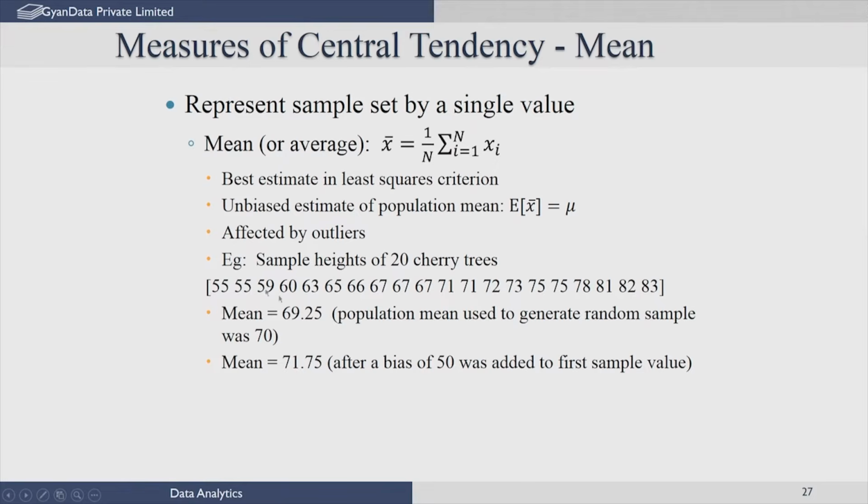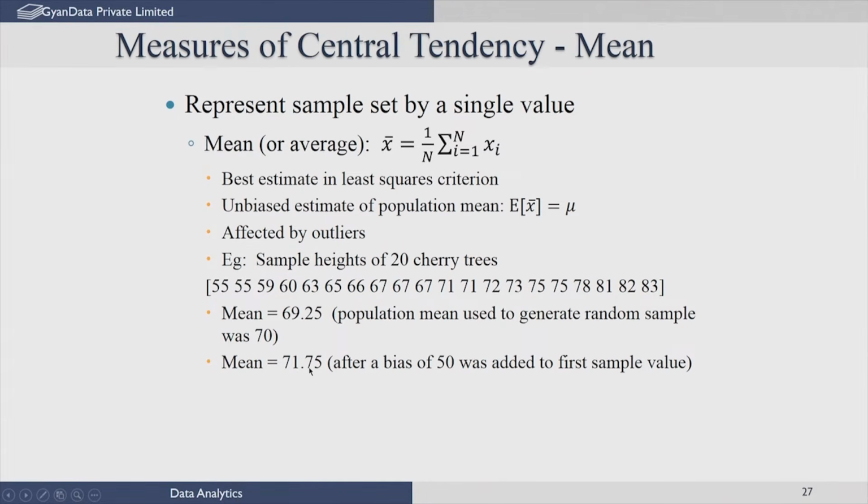Now on the other hand, if I take the first data point, 55, and wrongly enter it as 105, let us say, by adding 50 to it, and then recompute this mean, I will find that the mean becomes 71.75.